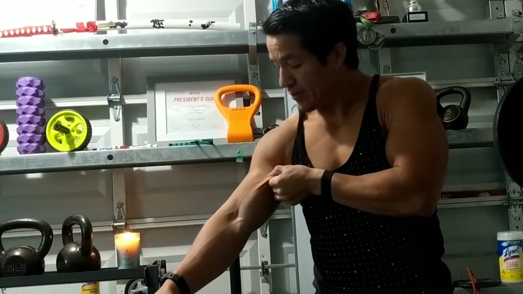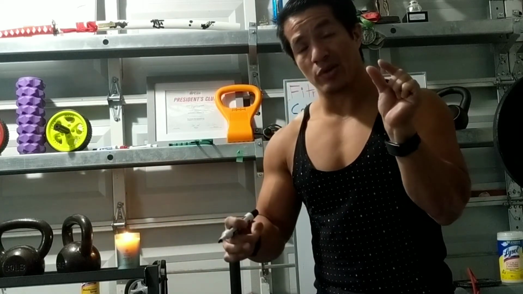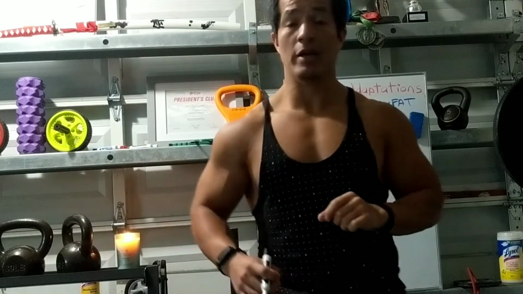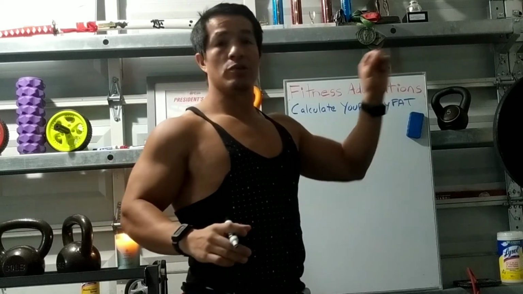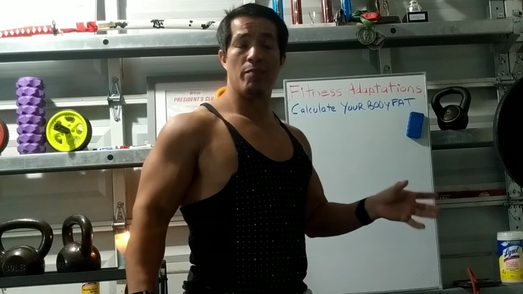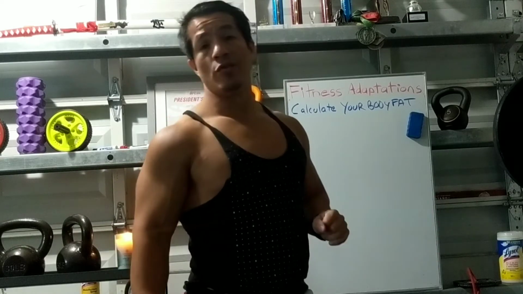And then when you pinch, the caliper is measuring how many millimeters of fat you have between the skin. So it's skin, fat, skin. That's what the caliper is measuring: how many millimeters of fat you have on whatever site you're pinching. Then you put those measurements in the formula, and it gives you a body fat percentage. It also gives you lean body mass and your fat mass.